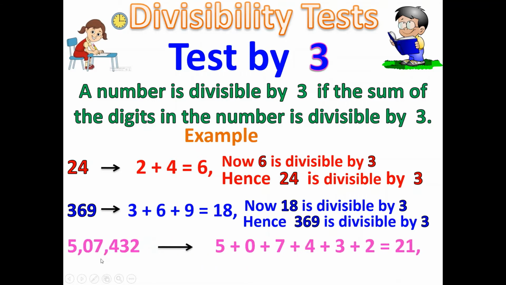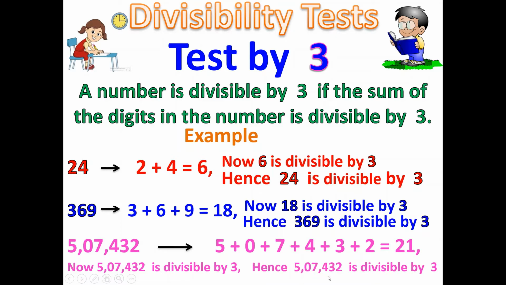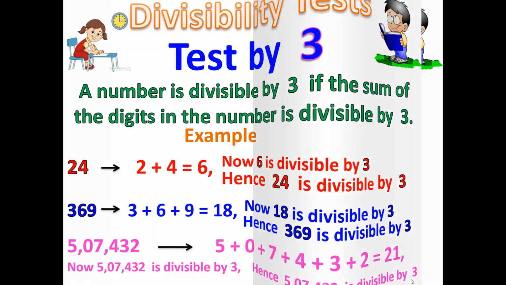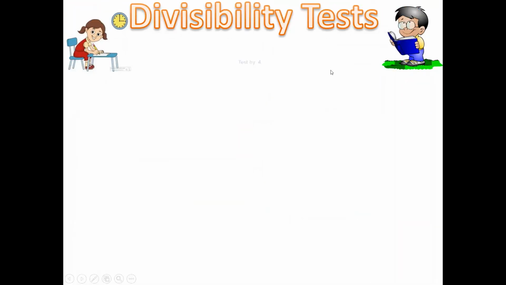Now we go on to another example. That is 5,07,432. Now we have to add the digits. 5 plus 0 plus 7 plus 4 plus 3 plus 2 is equal to 21. Now 21 also is there in the 3 table, so it will be divisible by 3. Hence 5,07,432 is divisible by 3. Now we go on to the next slide, that is divisibility test.